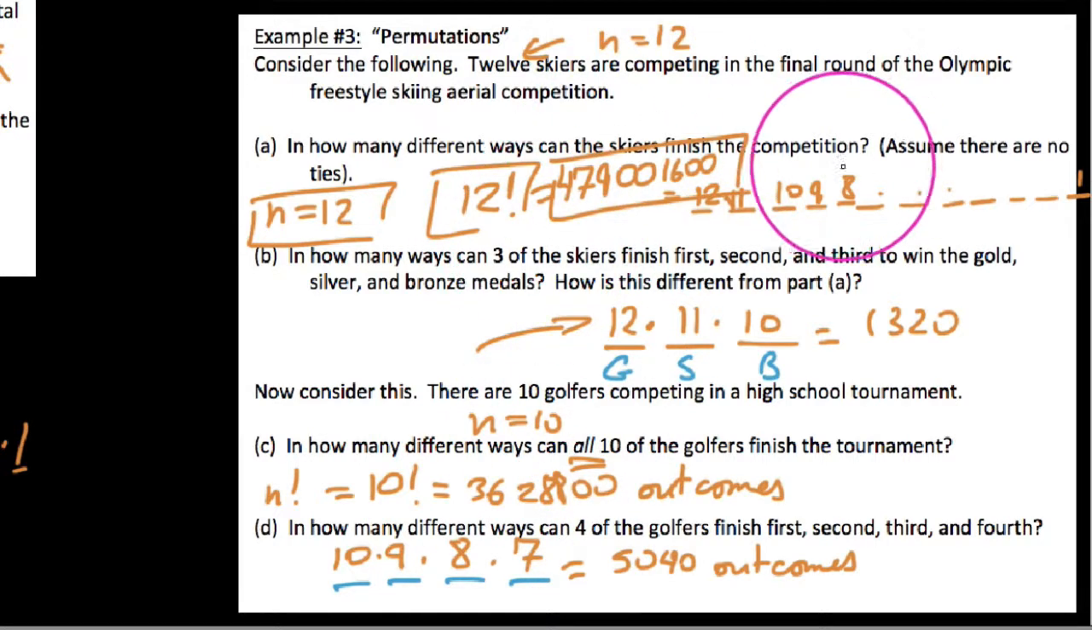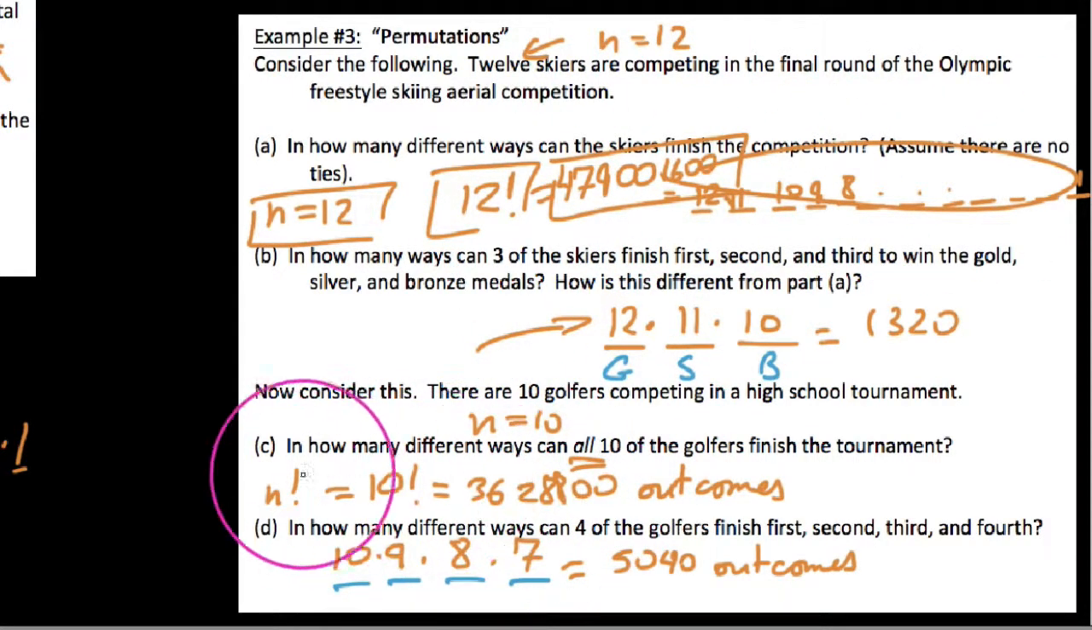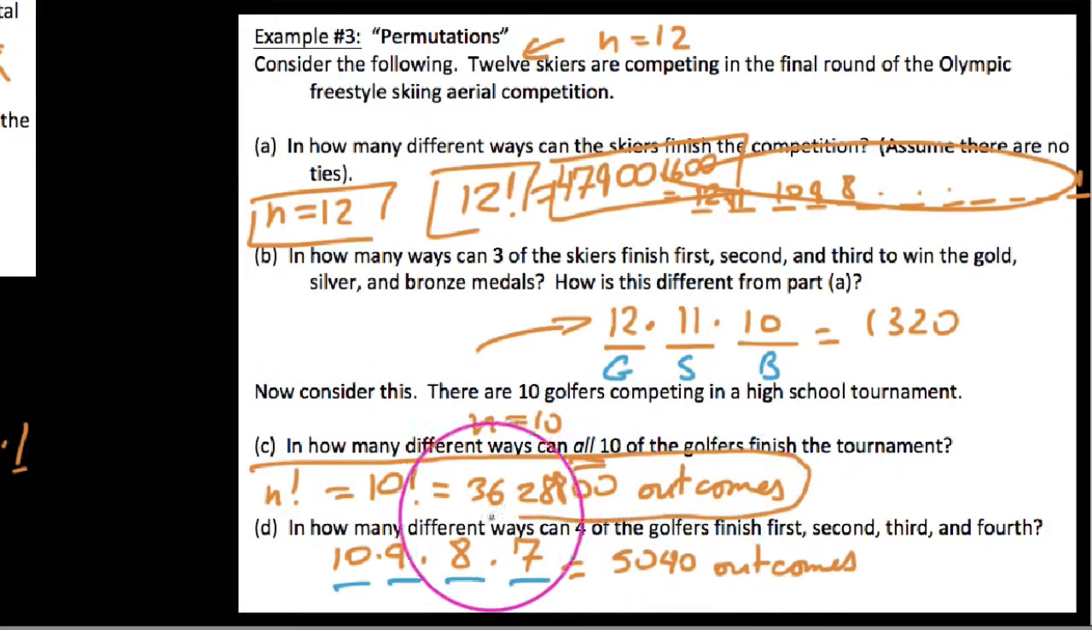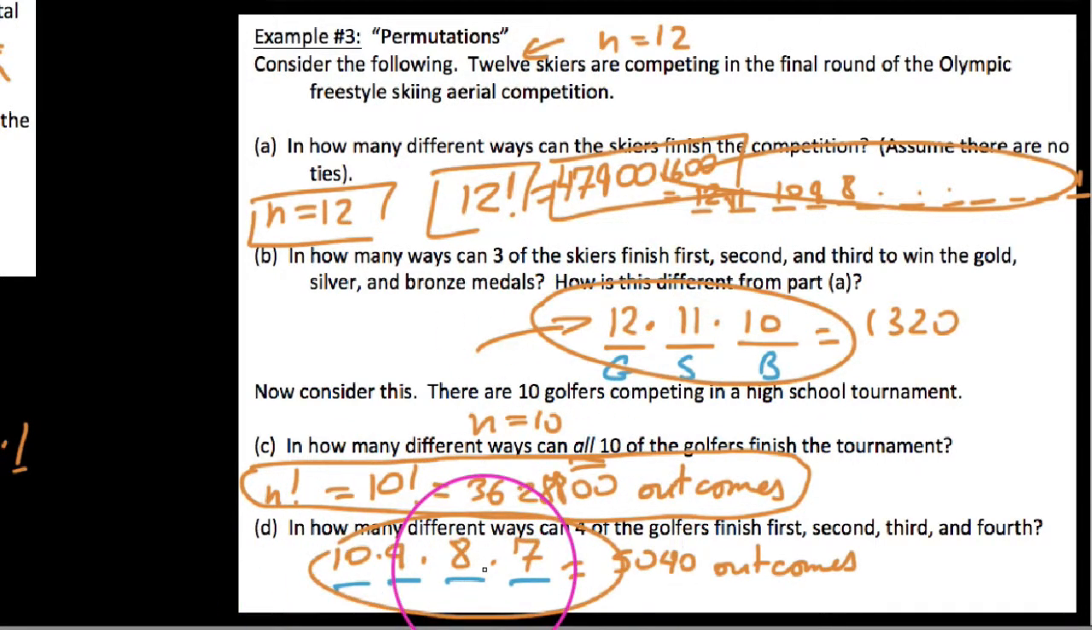You can see there's a difference between rearranging all elements, in which case it's that many factorial, and the second situation in each of these, where maybe I have 12 skiers but I only want to rearrange the first 3, or I have 10 golfers but only want to rearrange the first 4. In our next video, we'll talk about permutations more generally, in which we're not rearranging all of the objects, but only a set number of them.